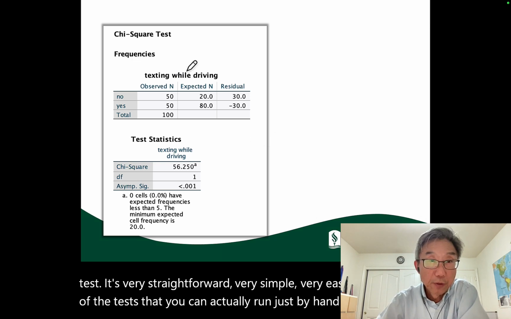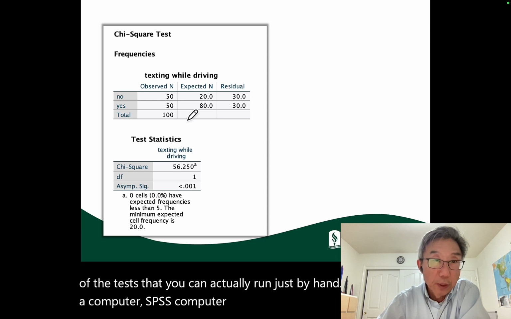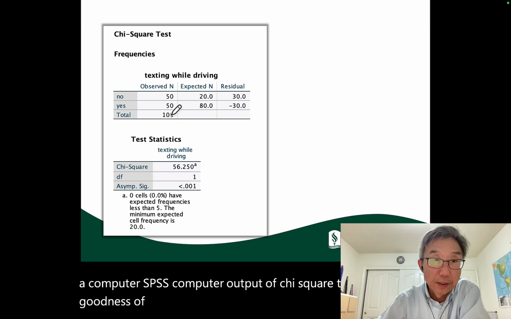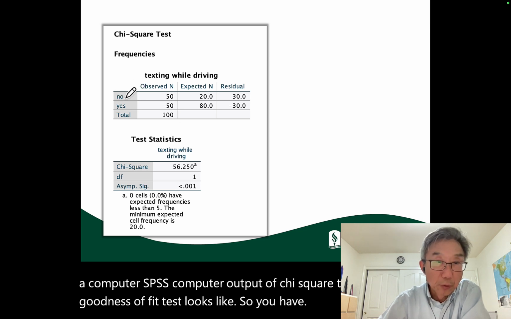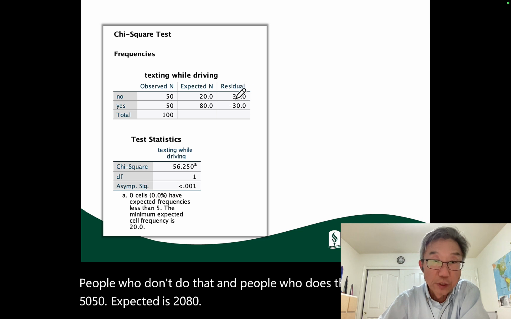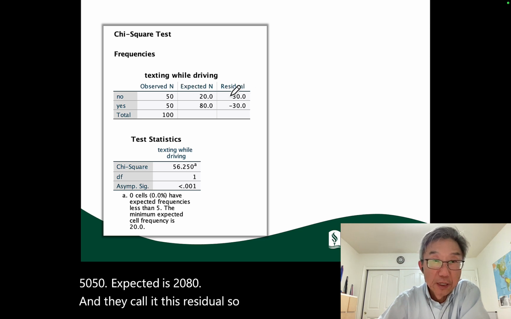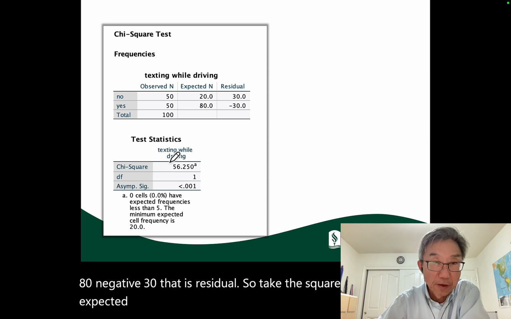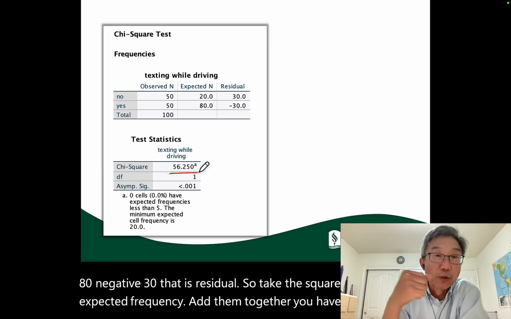And this is what the SPSS computer output of the chi-square goodness of fit test looks like. So you have people who don't do that and people who do that. Observed is 50-50, expected is 20-80, and they call this residual. So 50 minus 20 equals 30, so that is residual. 50 minus 80, negative 30, that is residual. So take the square and divide it by expected frequency, add them together. You have chi-square equals 56.25.